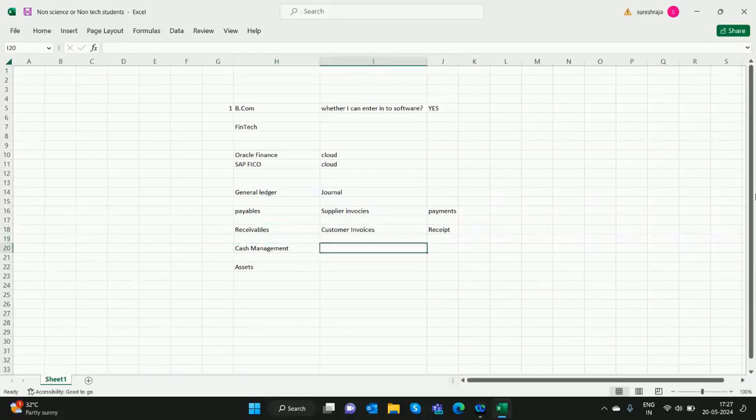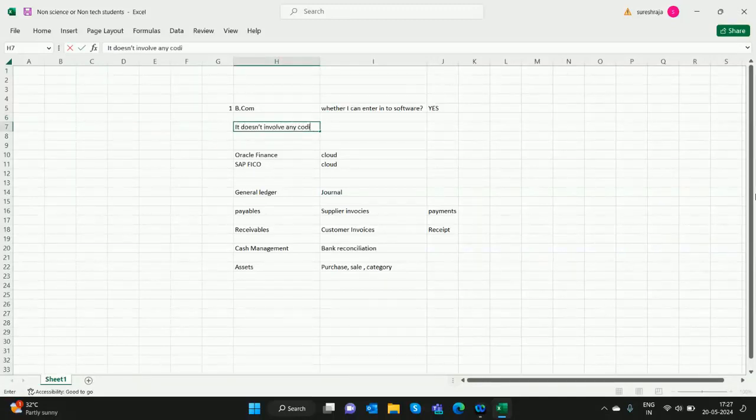Cash management. What is cash management? Bank reconciliation. Whatever you read in plus one or plus two is very basic accounting only. Assets: purchase of asset, sale of asset, categorization of asset, location movement. See, it doesn't involve any coding. Just this is the basic.